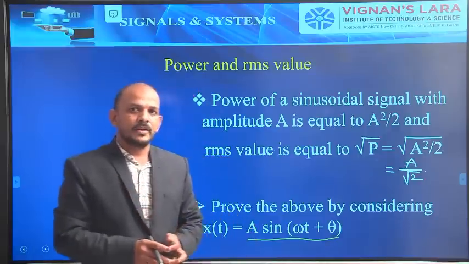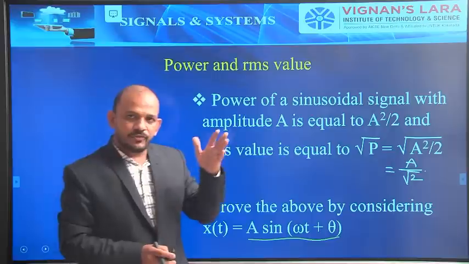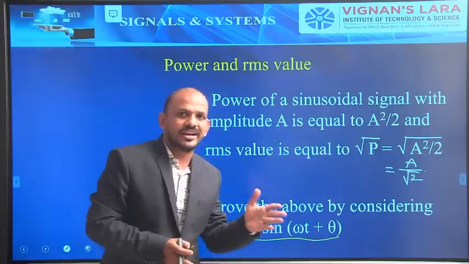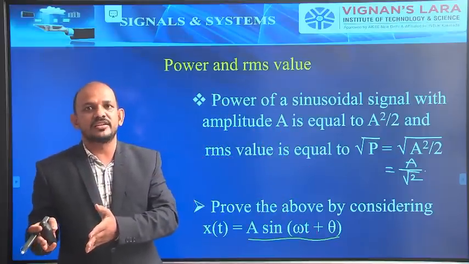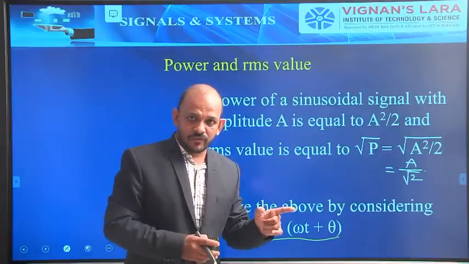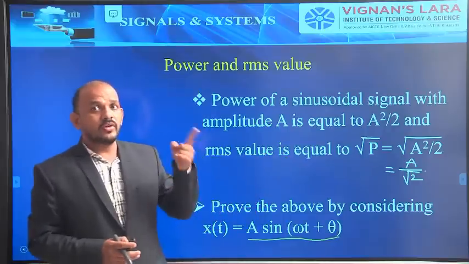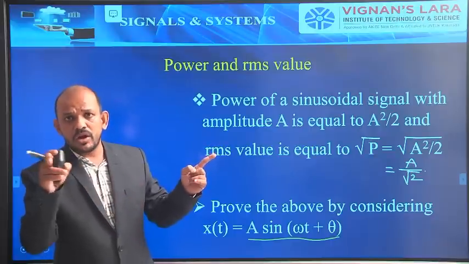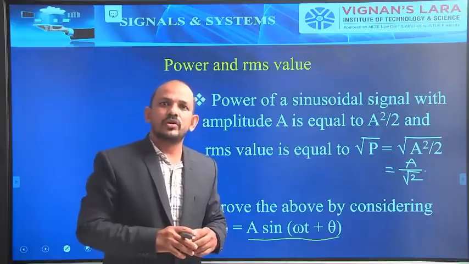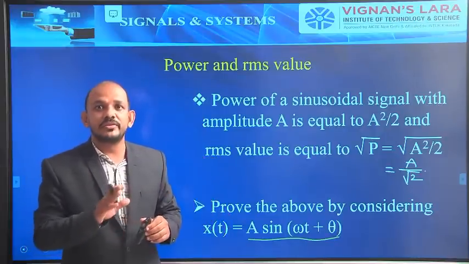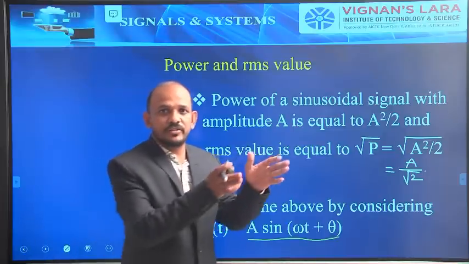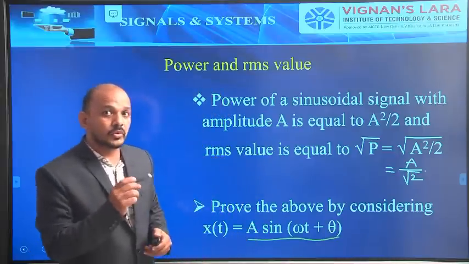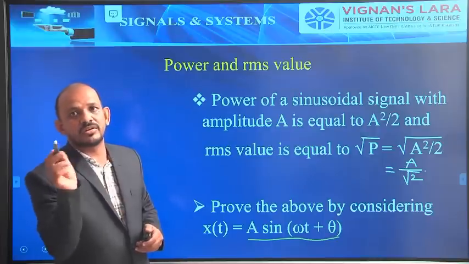So how will the power be calculated? There is a combination of two sinusoidal signals. First calculate the power for the first sinusoidal signal, and then calculate the power for the second sinusoidal signal. Then add the two, and you get the power of the total signal. Then only you go for RMS. So the RMS value of the total signal is the root of the power of the complete signal. Don't find the RMS of the first value and the RMS of the second value and then add them. That is the wrong way, because it is root mean square.